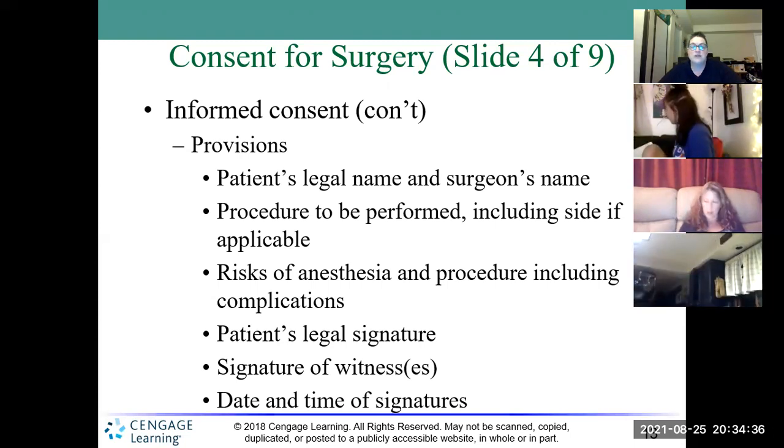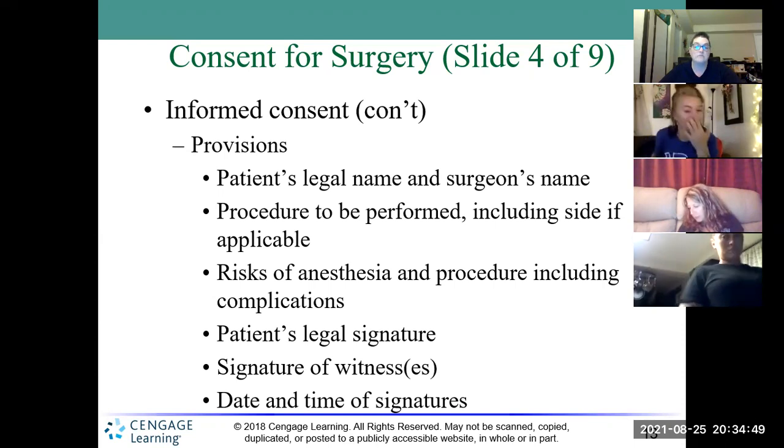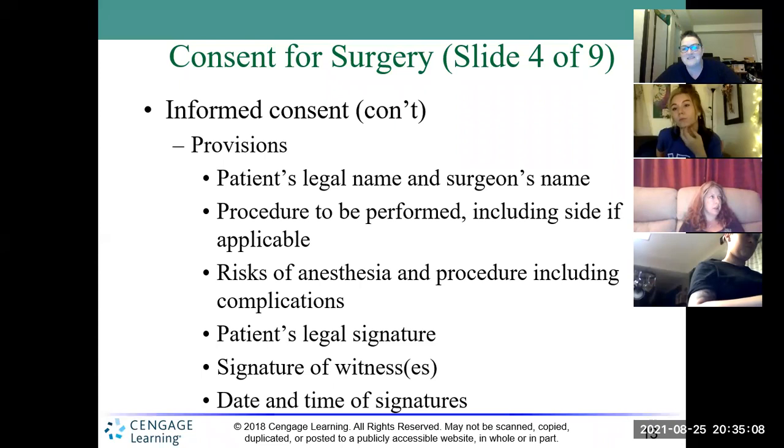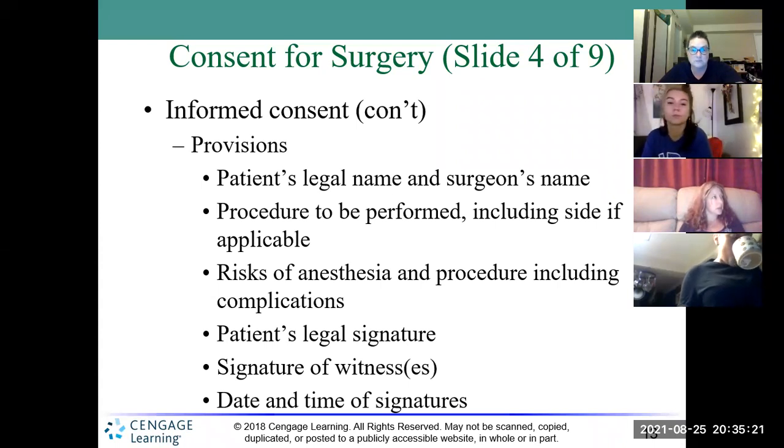And I'm pretty sure that almost every surgical procedure will say complications could be this, and including it could lead to death. That had to be included because there were lawsuits that came about that said, you didn't tell us we could die from that, that my family member could die from that. Well, now they tell everybody, we're going in for some liposuction and you could die from that. I mean, don't say it that way, but they have to make sure that that's covered. Patient's legal signature, there has to be a witness's signature on there, and the date and time of all the signatures. So those are all the provisions of an informed consent.